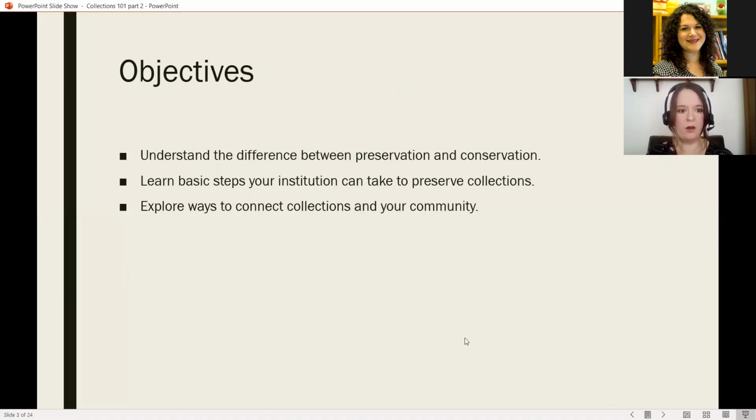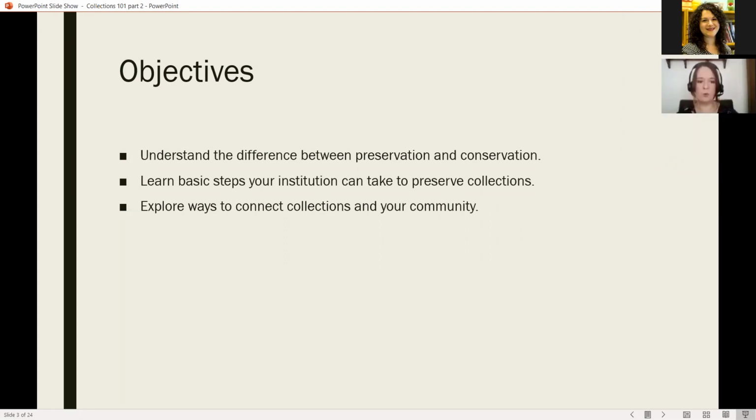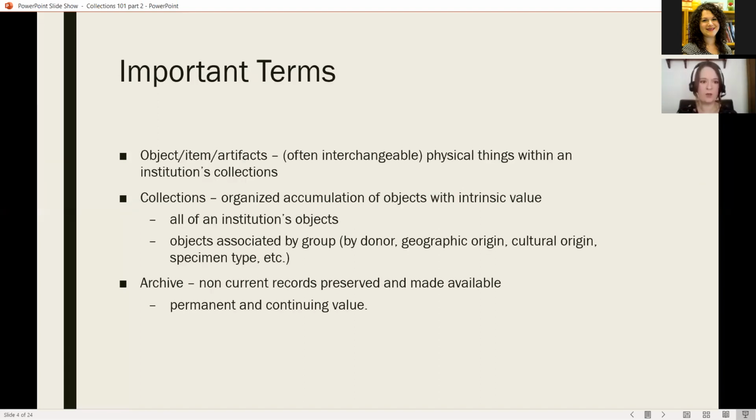So today we're going to work on understanding the differences between preservation and conservation. There is a very big difference between the two of them. We're also going to learn some basic steps that institutions like yourselves can take to preserve collections. And we're going to explore some ways to connect your community to the collections, because the reason we have them is for the community.